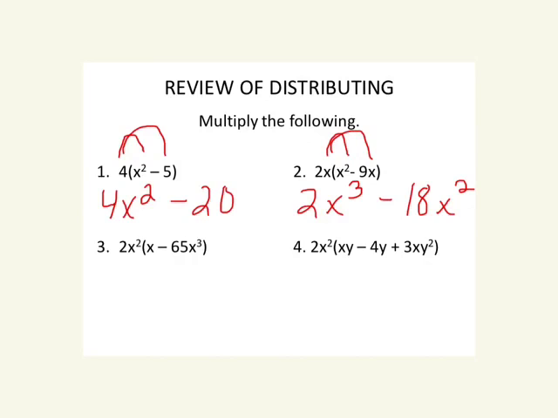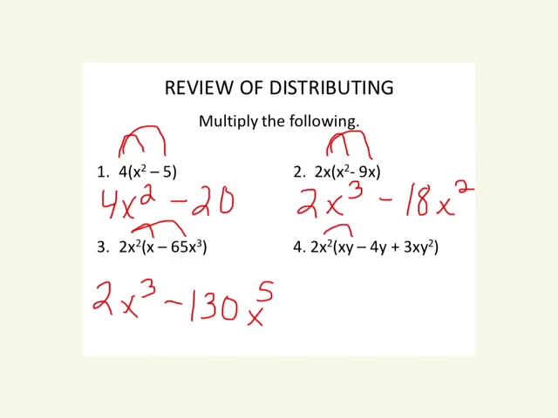So number 3, I'll go ahead and do again. We distribute through: 2x squared times x would be 2x to the third. Then 2x squared times a negative 65x to the third would be a negative 130x to the fifth. Alright. Now, this might be a good time to pause. Try to do number 4 on your own and put that in your notes, and then I'll reveal the answer.